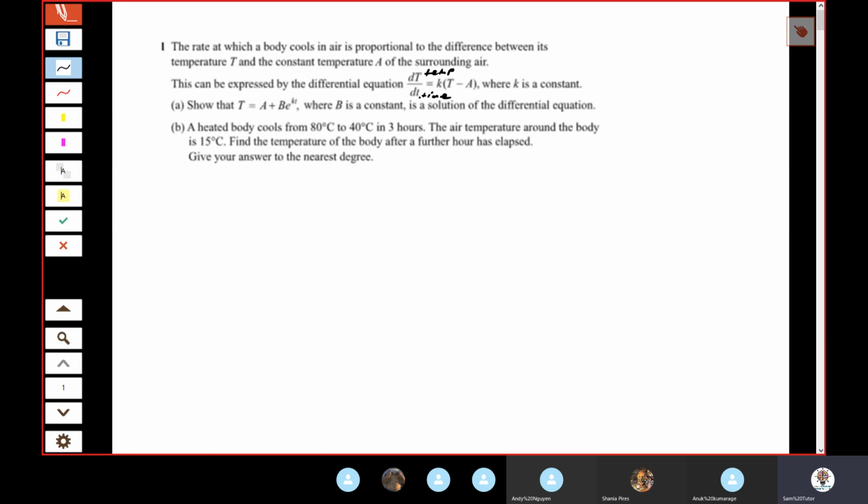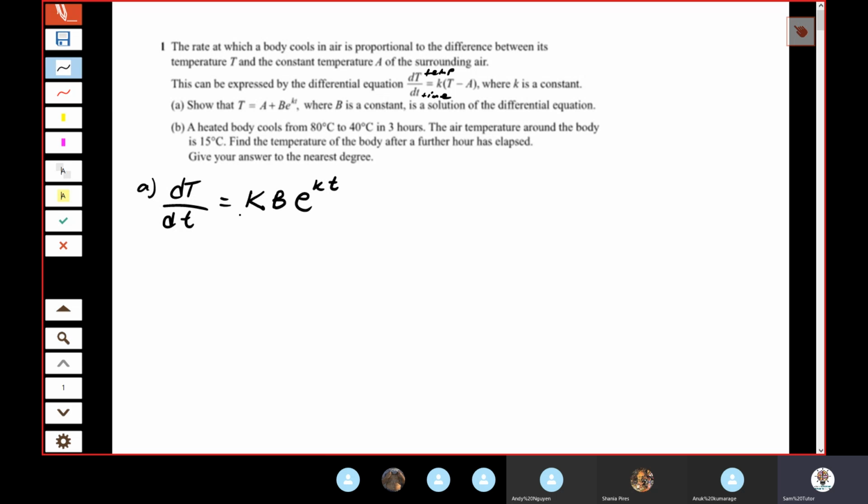For it to be a solution, the derivative of this must equal this term right here. So the easiest way is we're going to differentiate this term with respect to time. A is just a constant, that's gone. You're left with Be^(kt). What do we do when we're differentiating Be^(kt)? We differentiate the kt, which becomes k, and then exponentials are always exponential, so that doesn't change. And if you remember, constants multiplied at the front are still going to be there.